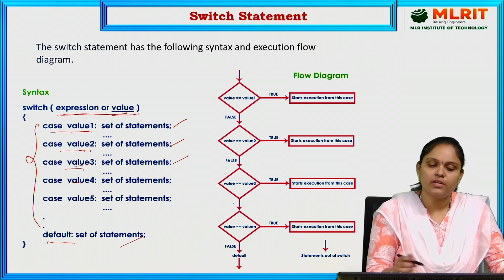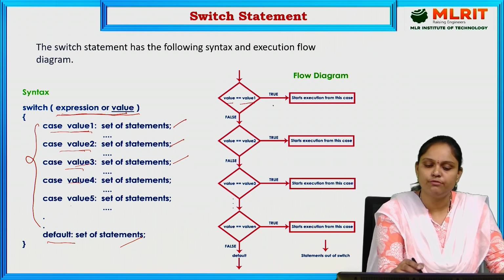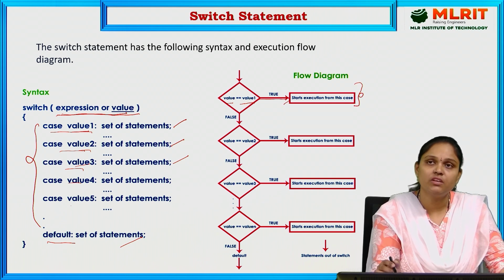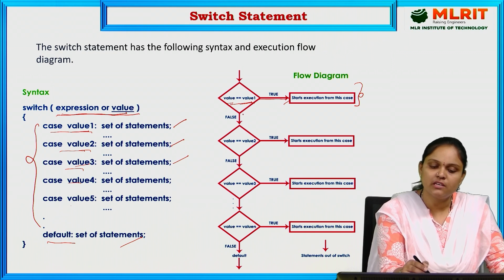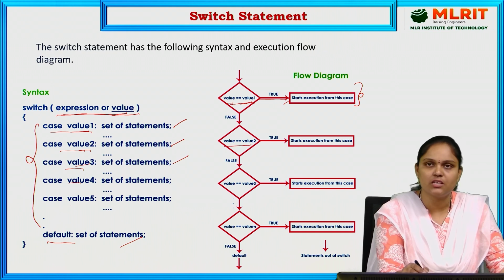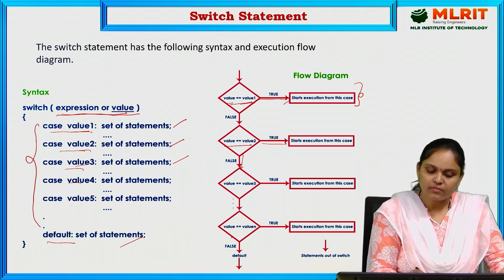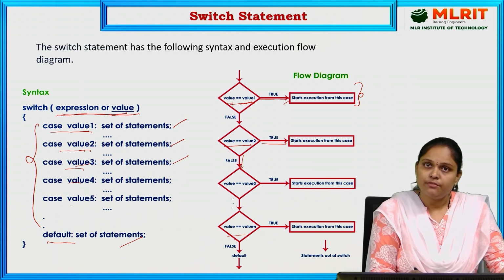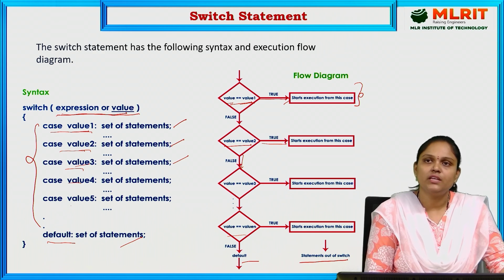And this is the flow diagram. Here this is the value that we are giving, and it is matched with the case value. If it matches, it will come in the true direction, and the statements we have given in case 1 will get executed. If it is not matching, it will come and check with the next case. If it matches, it will come to the true direction. If it doesn't match, it will come to the false direction, and so on till it matches the values. If it doesn't match any of the values, it will come to the default statements, and the statements related to the default will get executed.